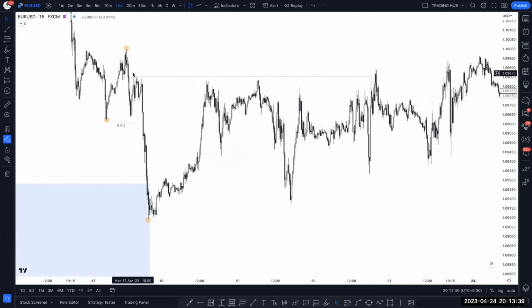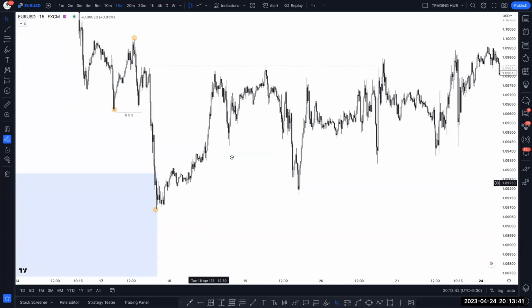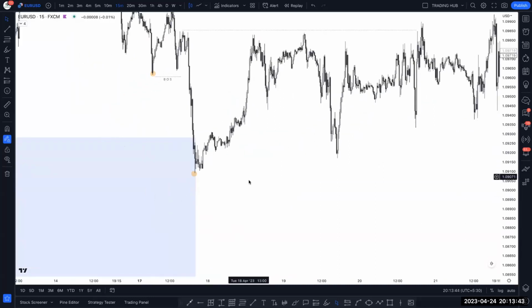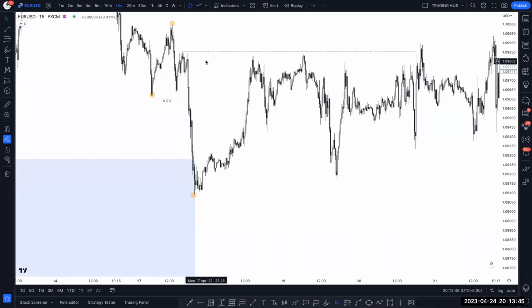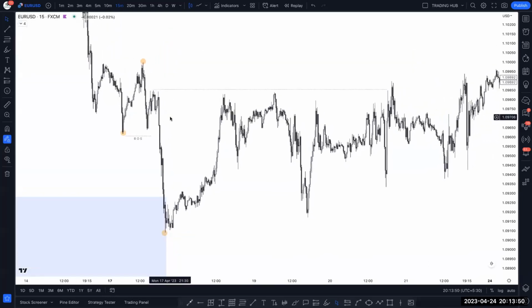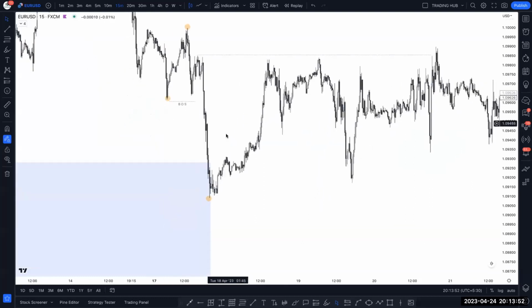This one is based on structure, but based on PY, right? And this is our CHoCH. Okay, I hope you understand what I'm trying to explain here. When price taps on this PY, the first high broken is called CHoCH.